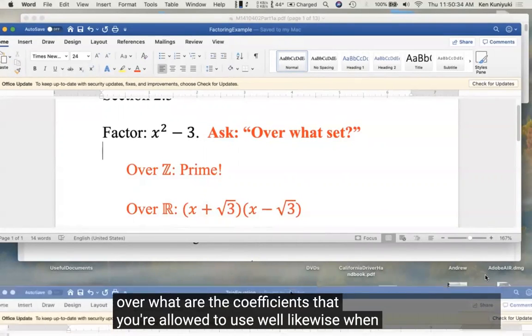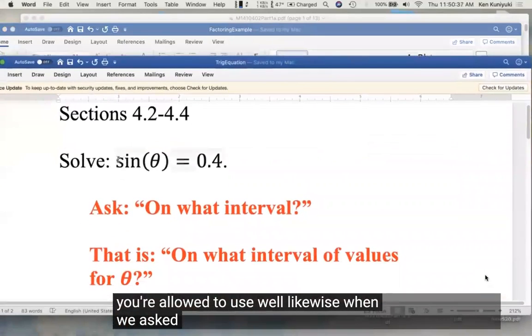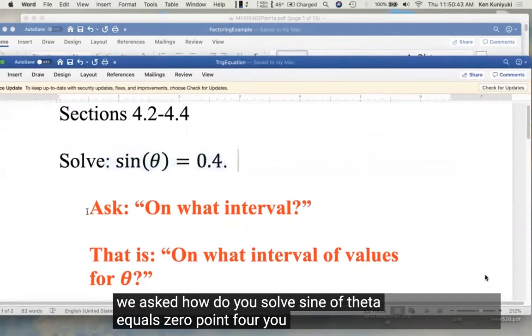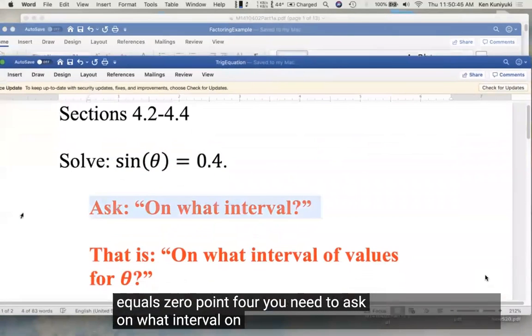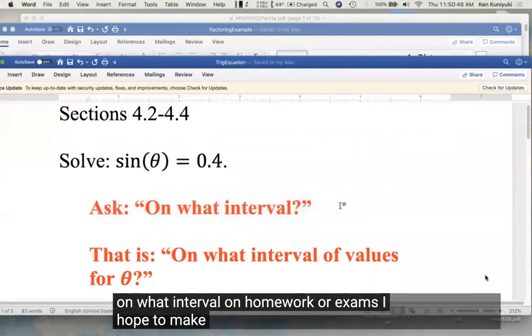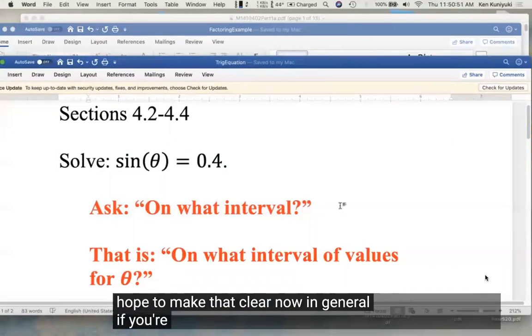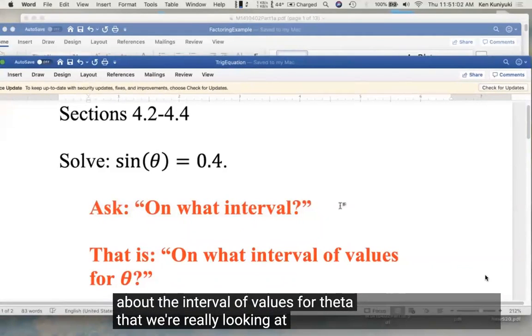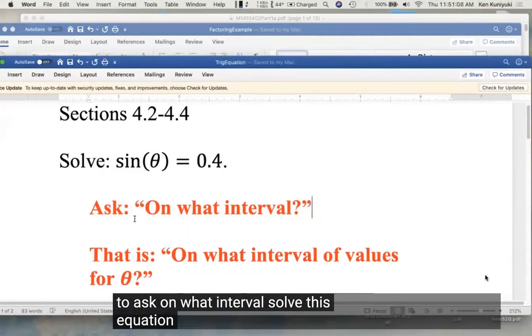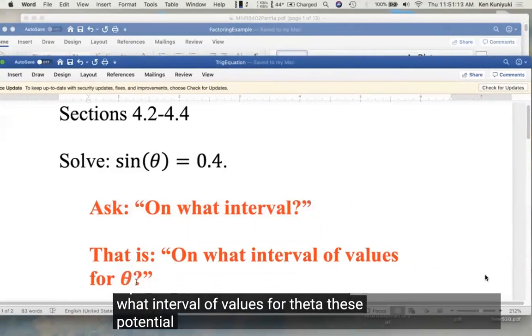Well, likewise, when we ask, how do you solve sine of theta equals 0.4? You need to ask on what interval. On homework or exams, I hope to make that clear. Now, in general, if you're asked this on a general test, then we assume that you want all real solutions. But for now, let's be careful about the interval of values for theta that we're really looking at. So you want to ask, solve this equation on what interval? That is, on what interval of values for theta, these potential solutions for theta.